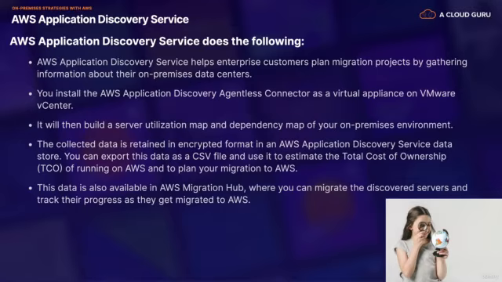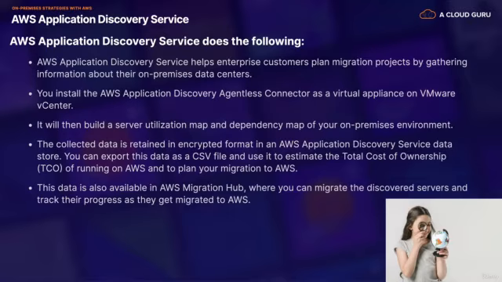We then have the AWS Application Discovery Service, and basically this helps enterprise customers plan migration projects by gathering information about their on-premise data centers. And you basically install the AWS Application Discovery agentless connector as a virtual appliance on VMware's vCenter, and it will then build a server utilization map and a dependency map of your on-premise environment.